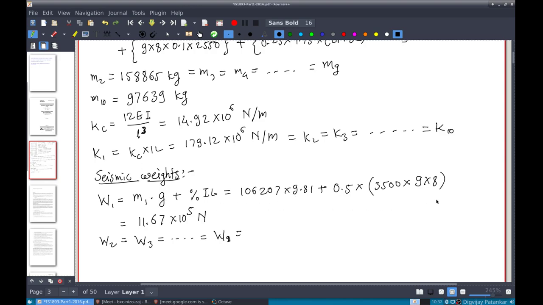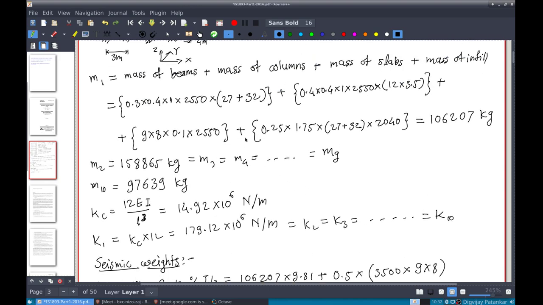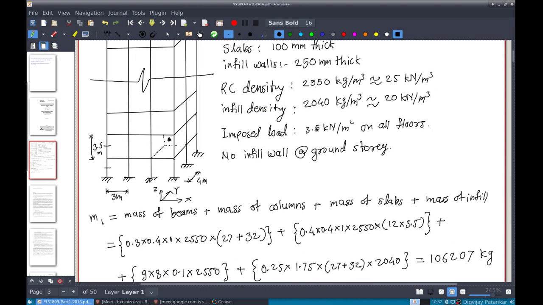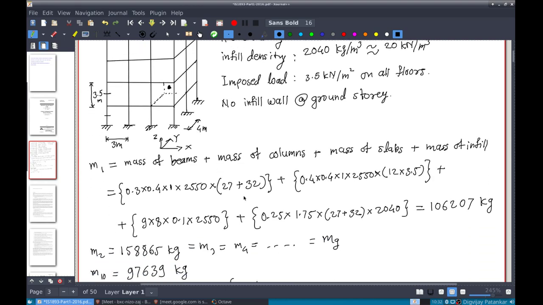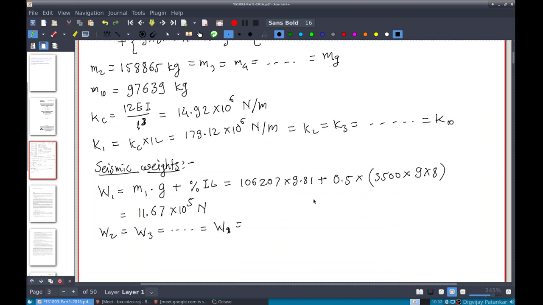So he's talking about area, sir. Okay, this area. See, imposed load is 3.5 kilonewton per meter square, isn't it? So that is 3500 Newton per meter square. So per meter square of the slab you have 3500. So what is the total area of the slab? This is 9 meter into 8 meter, isn't it? Yes, sir. Okay, so that is 9 into 8.